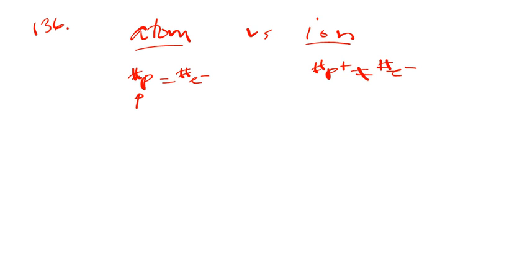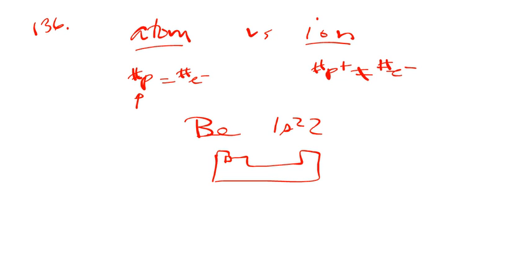And when you do the periodic table deal and all that, beryllium is right about here. And this is going to be a 1s2, 2s2, and you're done. That's it. Beryllium is atomic number 4. It's an atom, so it's got 4 electrons, and here they are. 2, 4. Done.